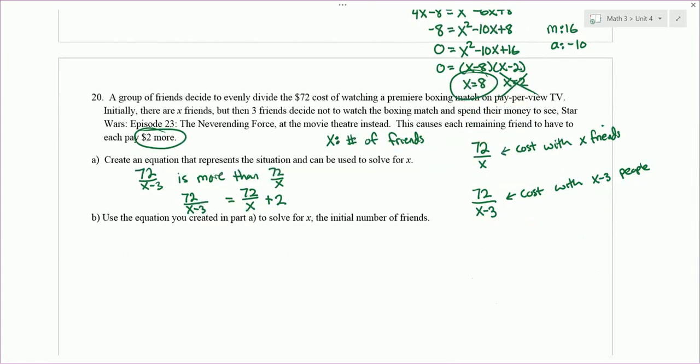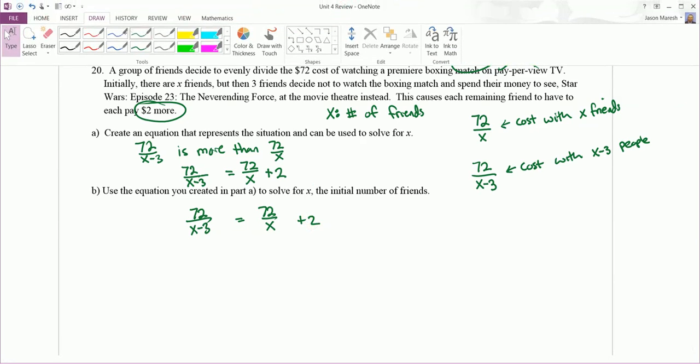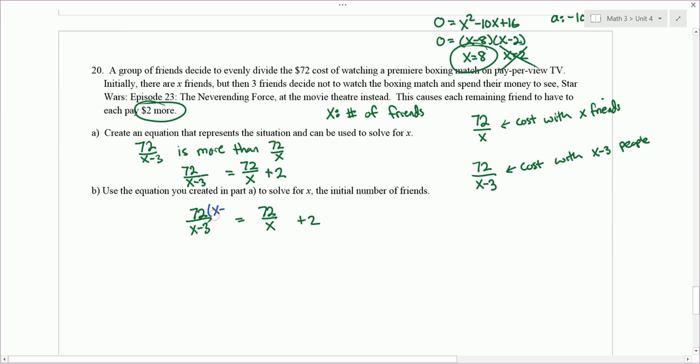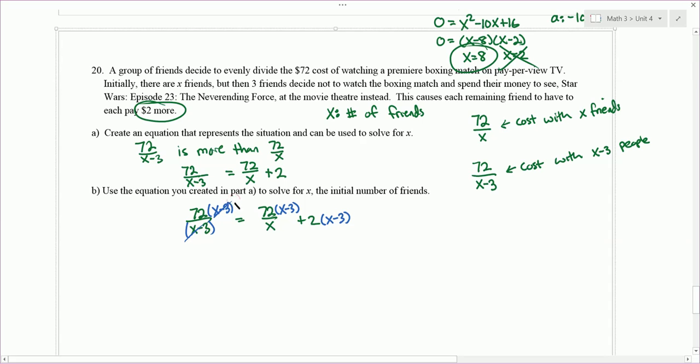So use that equation to solve for x. So 72 over x minus 3 is equal to 72 over x plus 2. To get rid of the first fraction, I need to multiply everything by x minus 3. Don't forget the 2. That allows me to cross out my x minus 3's. To get rid of the second fraction, we're going to multiply everything by x. And that allows me to get rid of the x's in the second fraction.